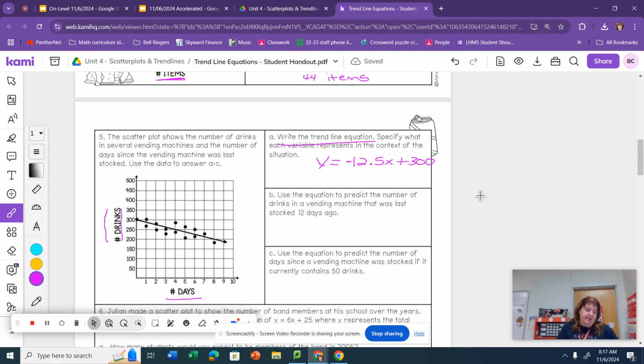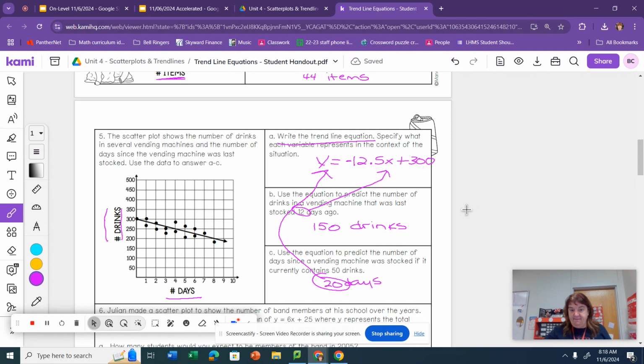Okay, how did you do? B should have been 150 drinks because, if you're kind of confused about what you were doing, x is the number of days. So you're just taking the days and plugging it in there, and then Desmos will do that for you. Negative 12.5 times 12 plus 300, and that's how many drinks. And then C was 20 days. Again, you were just plugging 20 into where the y is, and you're solving for x. Okay? Did you do okay?